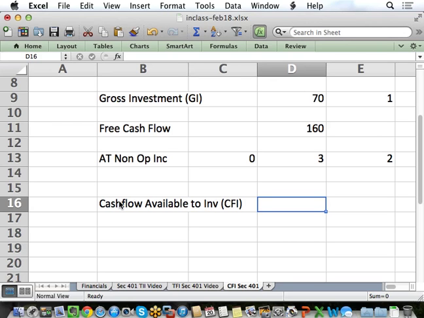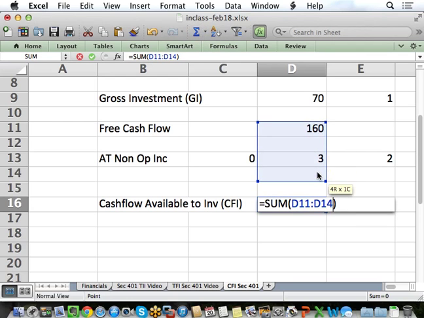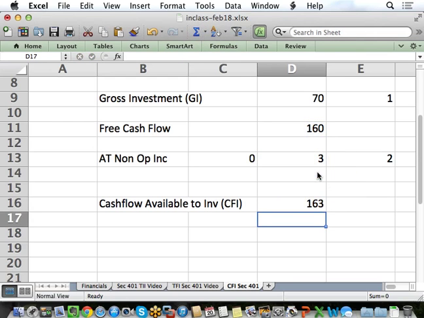So if I were solving for my CFI right now, I sum these up, I would end up with 163 of what's called cash flow available to investors. Right? I would have generated 160 in free cash flow, and then I would have generated an additional 3 of non-operating cash flow that I could then, the two together, pay out to my investors. Everybody see that? All right. But we only, yes?